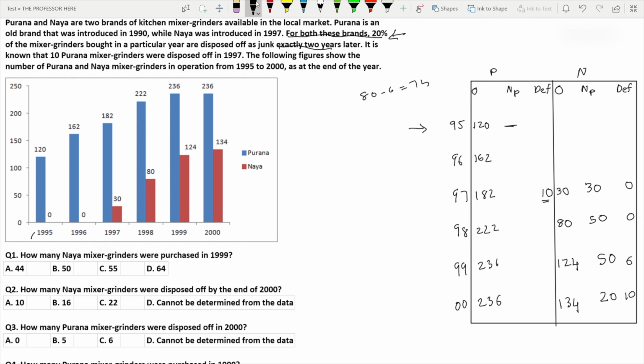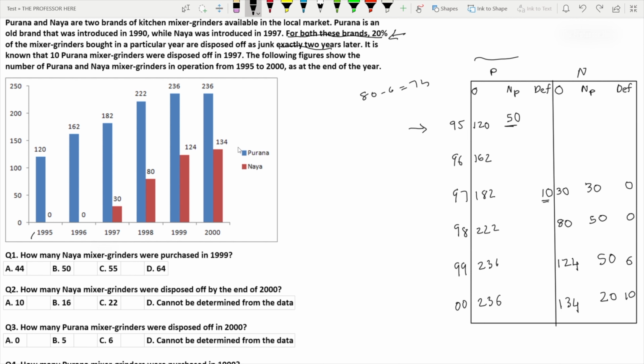How many did we buy in the year 1995? 50. Only if we bought 50 new purchases in the year 1995, then only 20% of that, which is equal to 10, will be disposed of in the year 1997. I hope you understood that. Now let's try to find the remaining data under the column Purana.